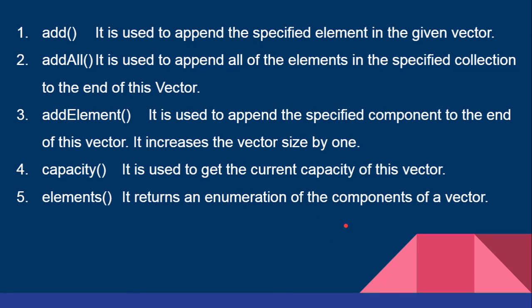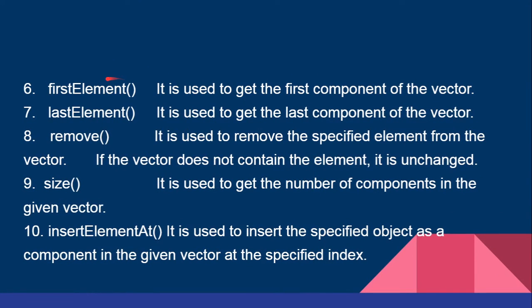Let us see a few more methods. First element helps to get the first component of the vector. Suppose we have 10 elements in the vector. If you want to get the first element, that will be done by the first element method. Likewise we use last element. This method helps to get the last element of the vector. Remove is used to remove the specified element from the vector. If the vector does not contain the element, it is unchanged. Suppose you want to remove some element in the vector, we can use this remove function. Let us see with the example how these functions are done.